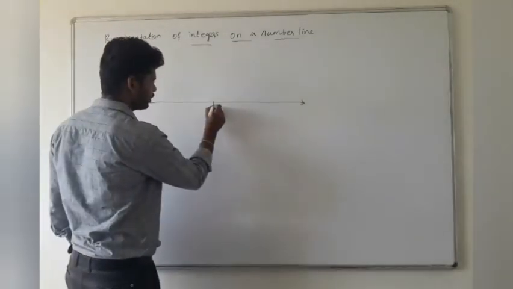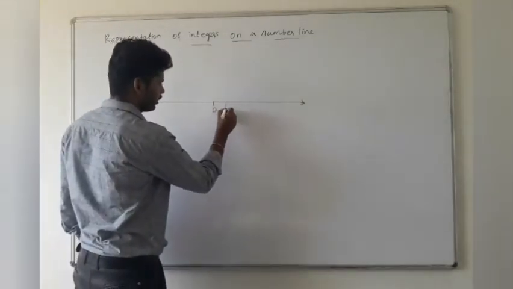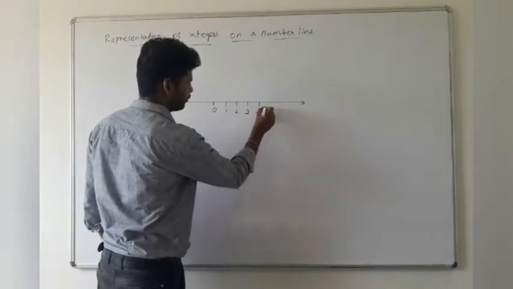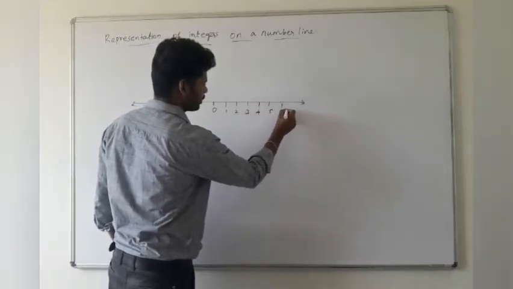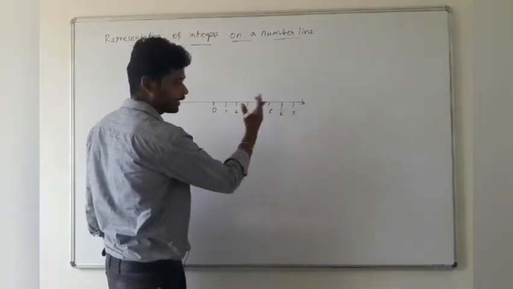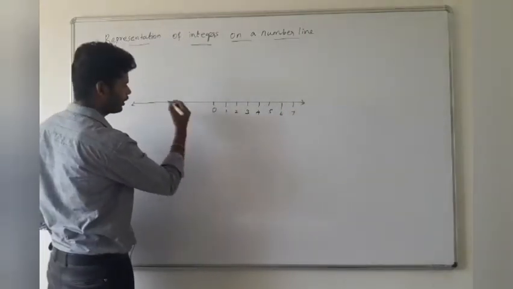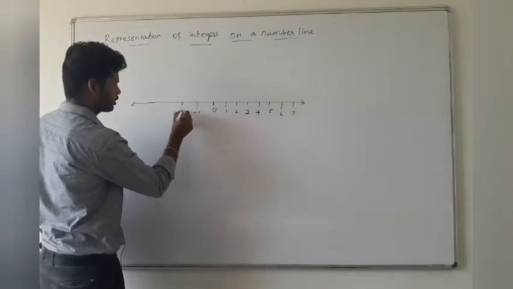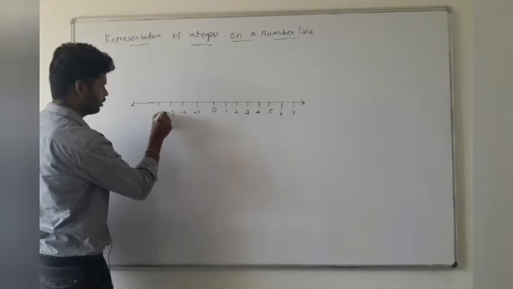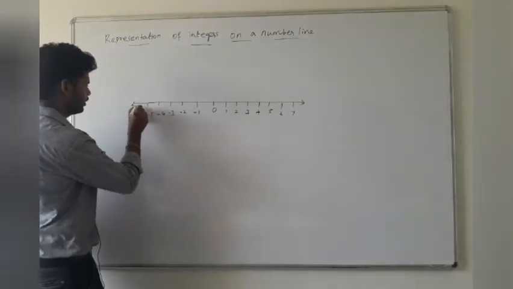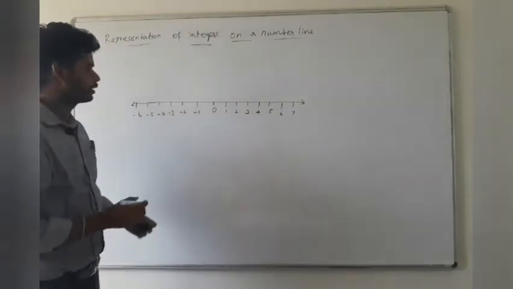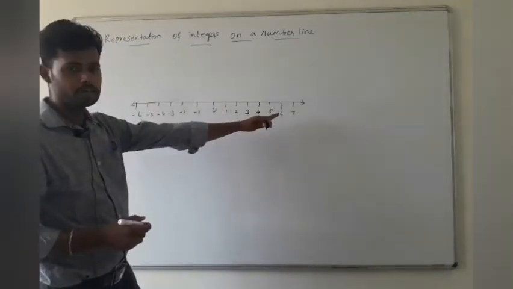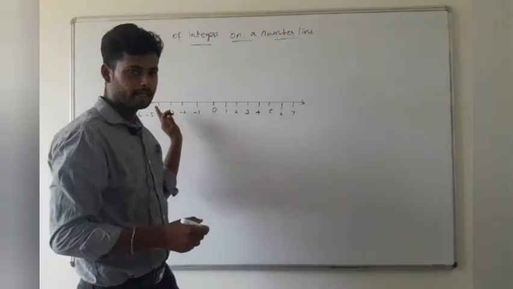In the center, point 0, then 1, 2, 3, 4, 5, 6 and 7. This is fully the right hand side. Next one, write on the left hand side: minus 1, minus 2, minus 3, minus 4, minus 5, minus 6. Right hand side is fully positive integers. Left hand side is fully negative integers.